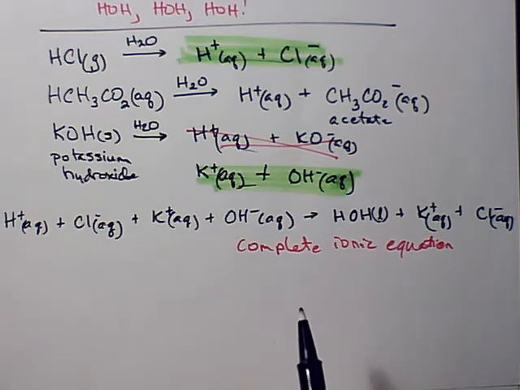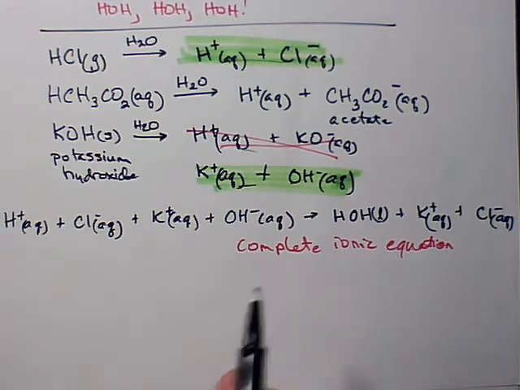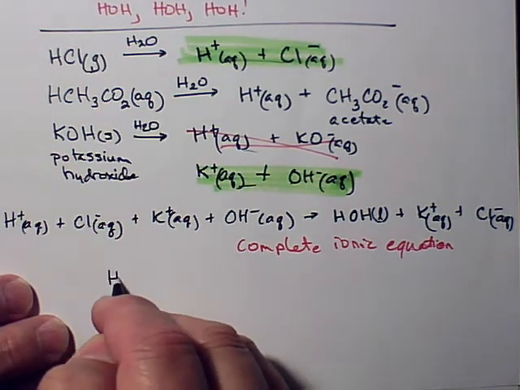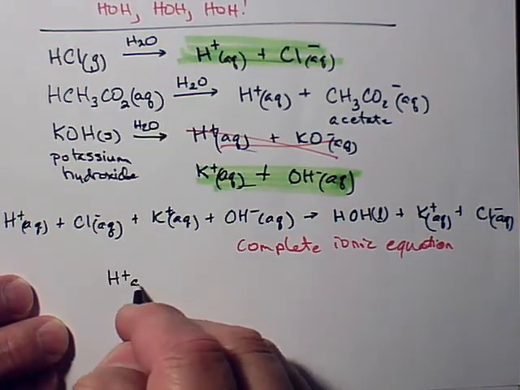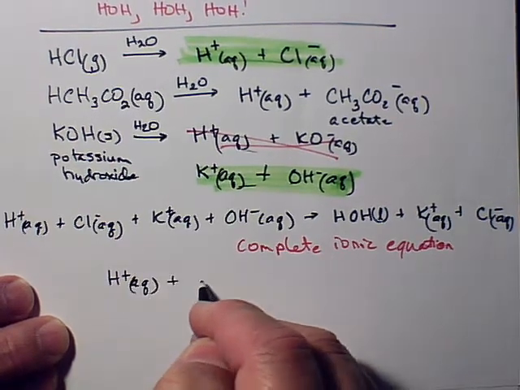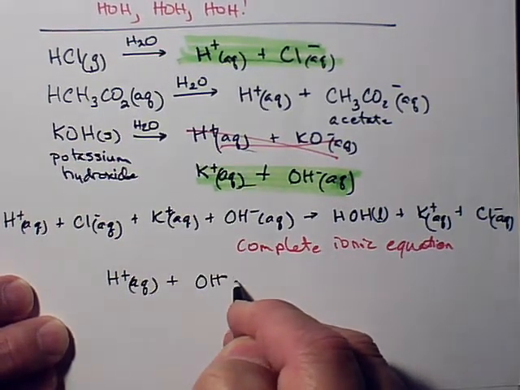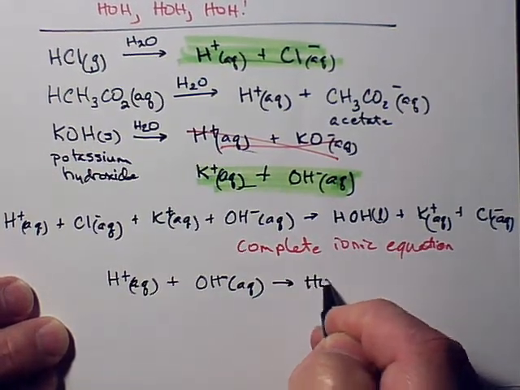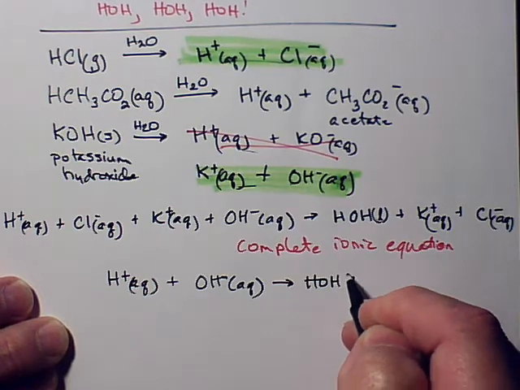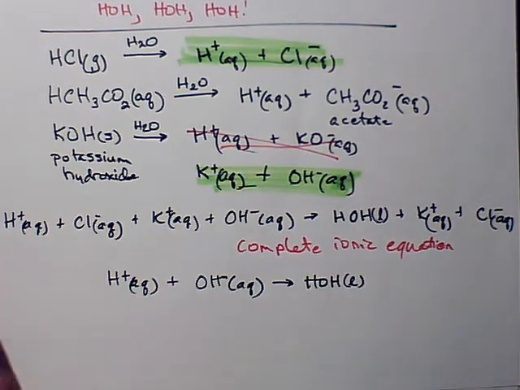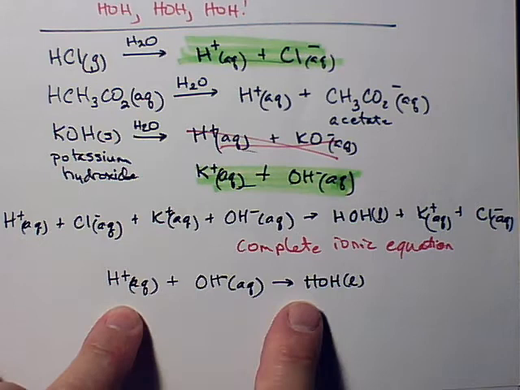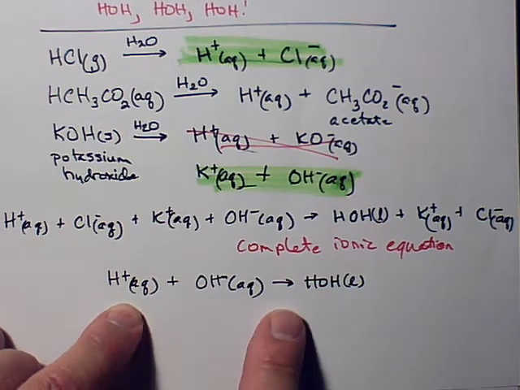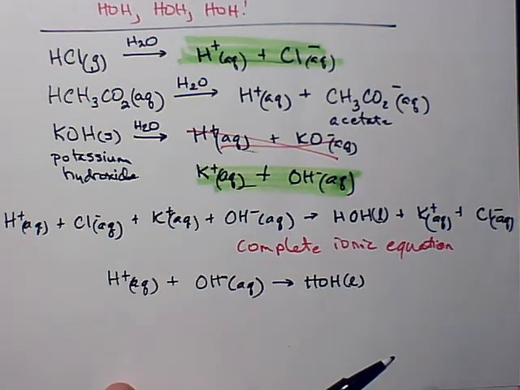So in the net ionic equation, we eliminate everything that's exactly the same on both sides, right? So what's left? The proton and the hydroxide. Proton, hydroxide, and the water. After we eliminate all the stuff that's exactly the same on both sides, that's all that's left. And that is the neutralization equation. Really, that's all that's happening from yesterday's lab.